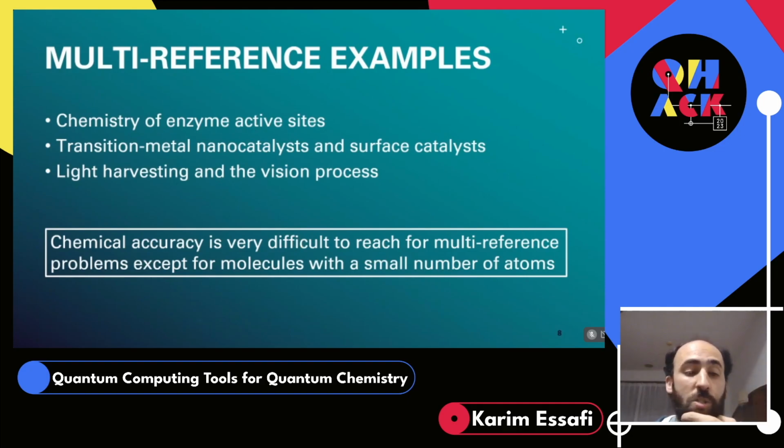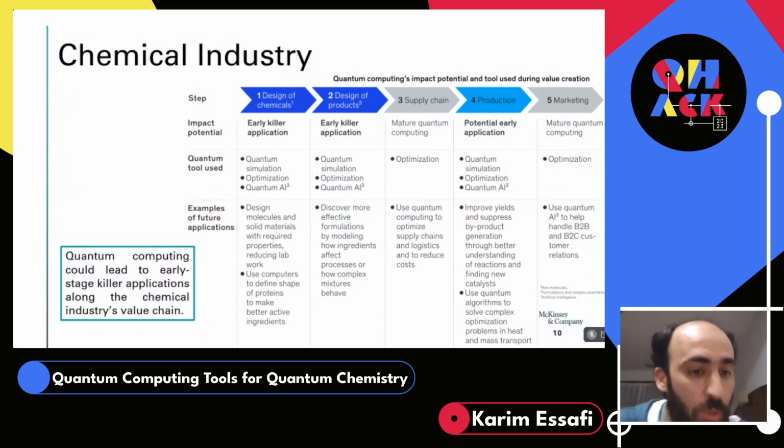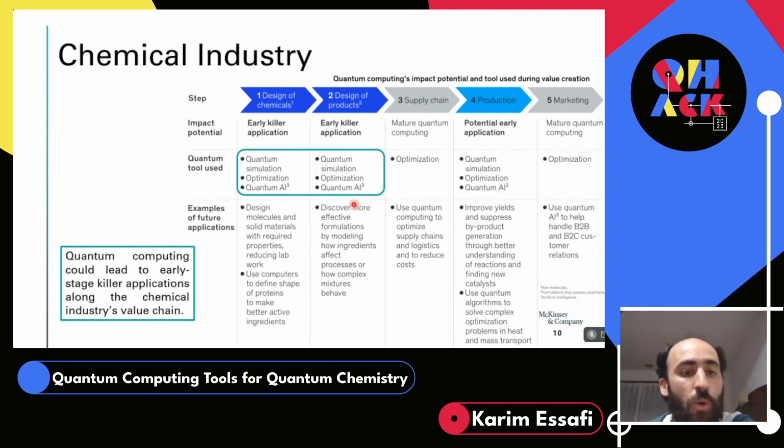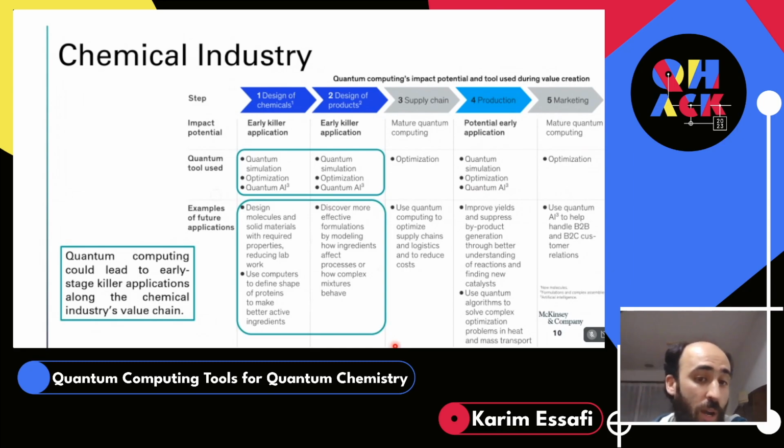And from a chemical industry perspective, quantum computing is thought to lead to some killer applications that can be used in the chemical industry's value chain. We're going to focus mostly on the first two, which are the quantum simulations, or using optimization or quantum AI or machine learning to solve these problems. And this can help us design new molecules and solid materials that can help improve either chemistry or pharma or material science.